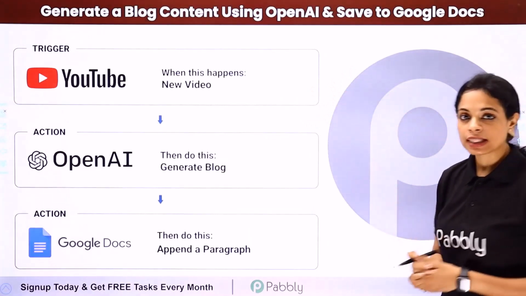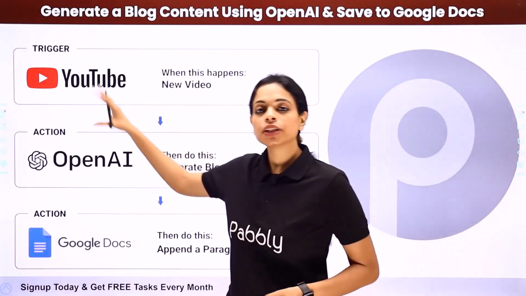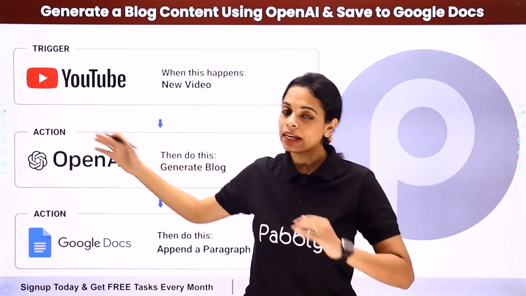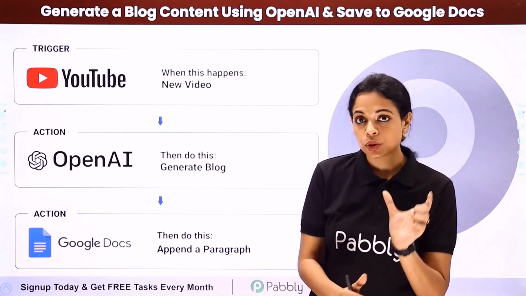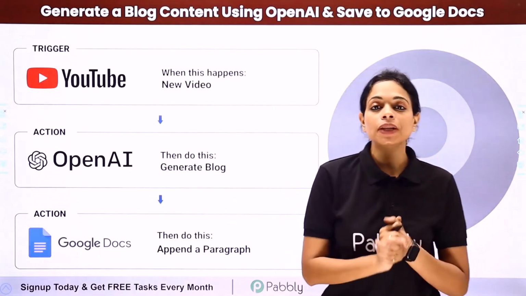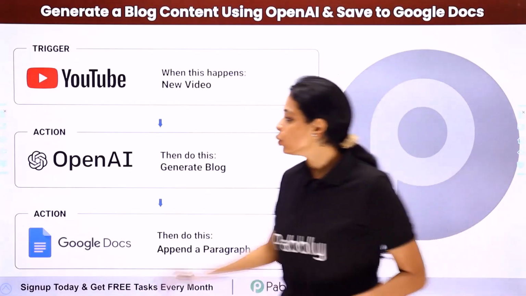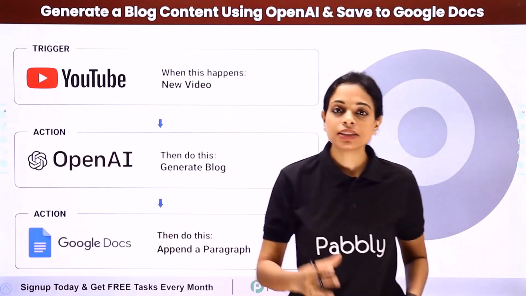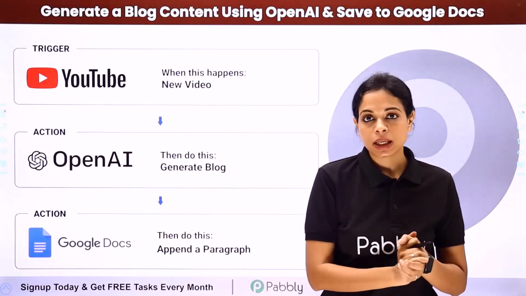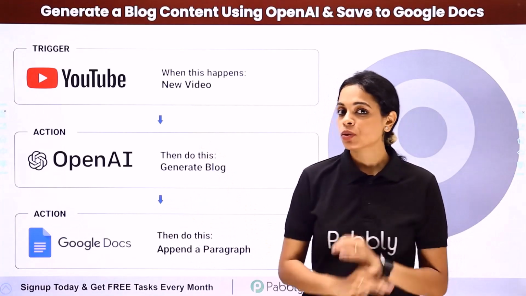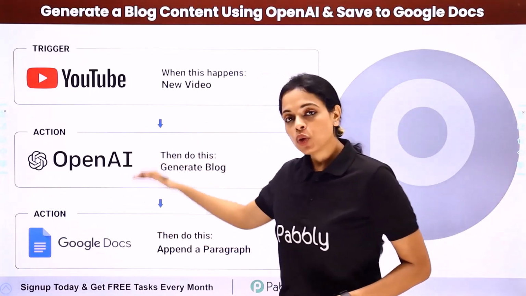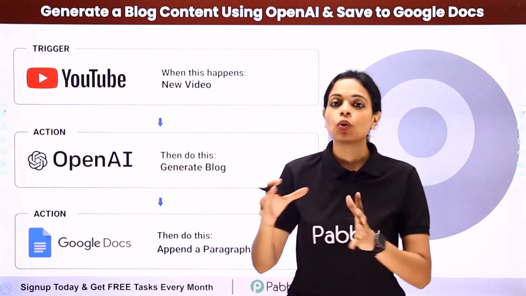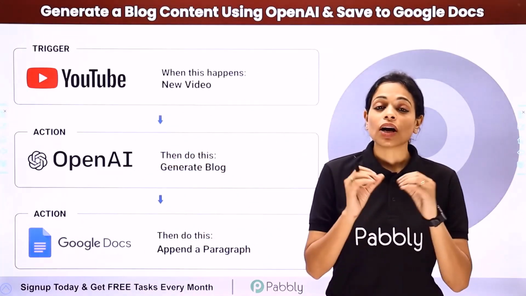save to Google Docs. Let's say that you have uploaded a new video on YouTube, and every time a new video is uploaded, a blog should be created as per the title and description of that video. This can be done through OpenAI, an artificial intelligence research and development company, which really helps you a lot in content creation. Once this is done, you want this information to be saved on Google Docs as well. Now how can you do this?